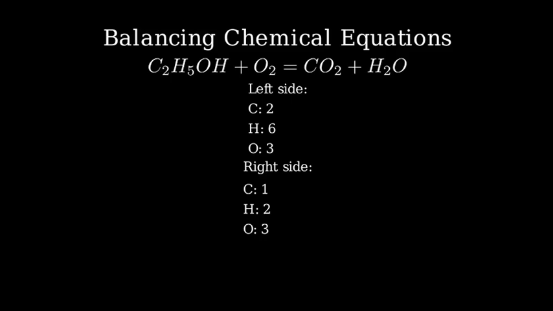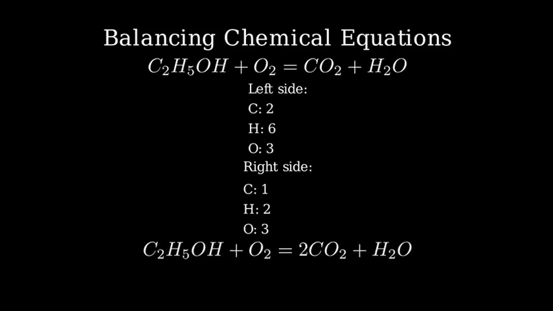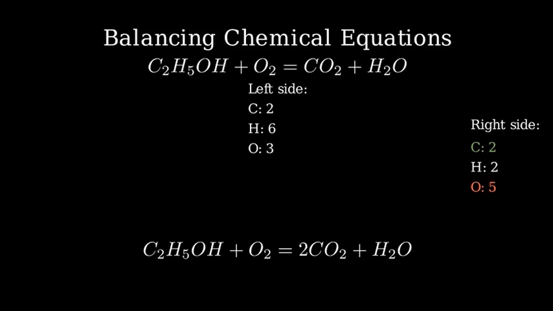Let's start by balancing carbon. We need to double the CO2 on the right side to match the 2 carbon atoms on the left. We do this by adding a coefficient of 2 in front of CO2. Now, let's update our atom count. Carbon is now balanced with 2 on each side.